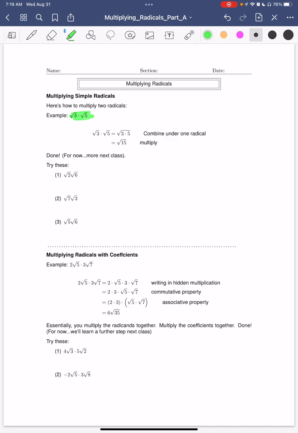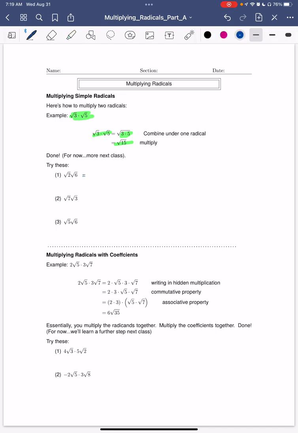We just take the original problem and rewrite both numbers under one radical. 3 times 5, we multiply those, and it's radical 15. And we're done for right now. Next class, we'll learn that sometimes we can go a little further, but for now, this is all we're doing. So let's try the next example together.